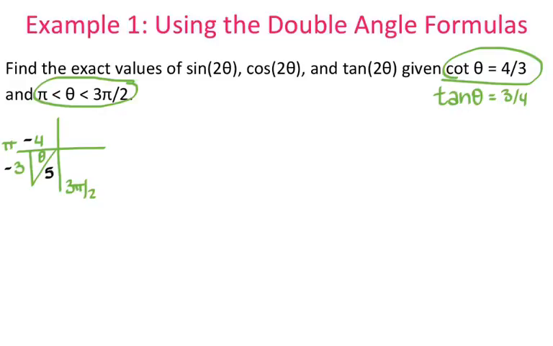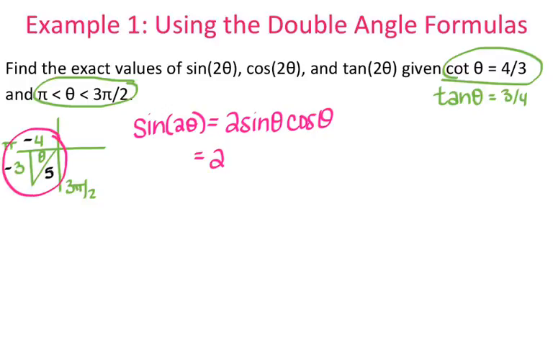Okay, so now I'm going to do sine of 2 theta. So sine of 2 theta, if I look at my formula sheet, is 2 sine of theta cosine of theta. So now I can look at my triangle and find sine of theta and cosine of theta. Well, sine, looking at this, is opposite over hypotenuse, so that's negative 3/5. Cosine of theta is adjacent over hypotenuse, which is negative 4/5. That's why it's important that you draw the triangle.